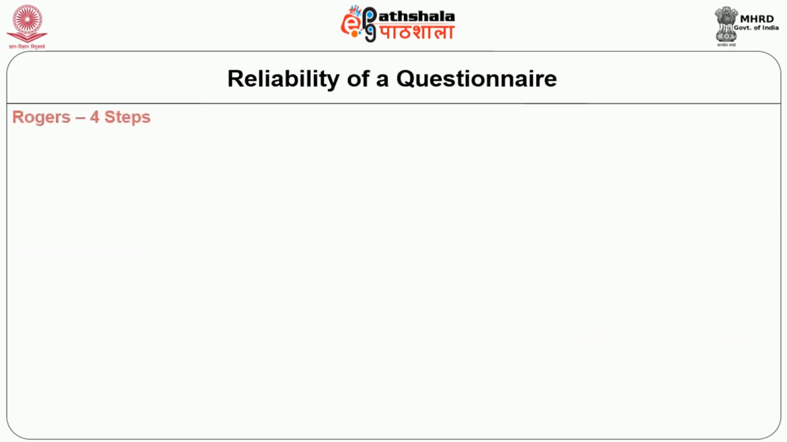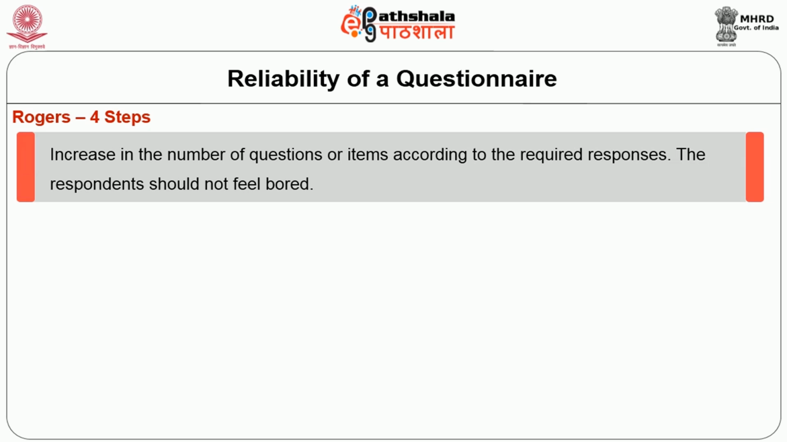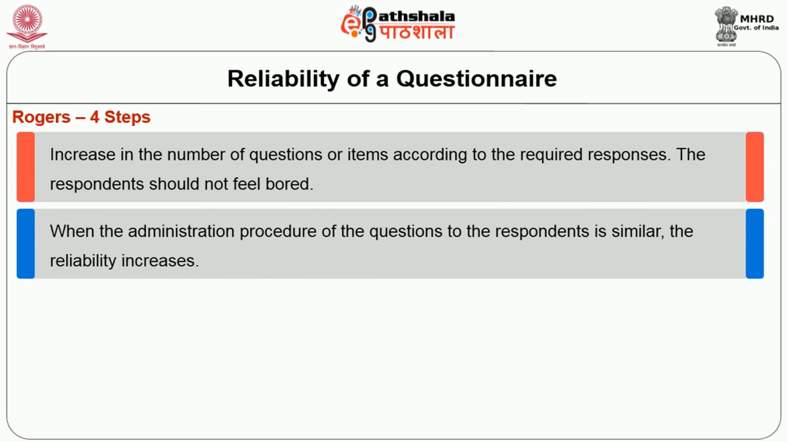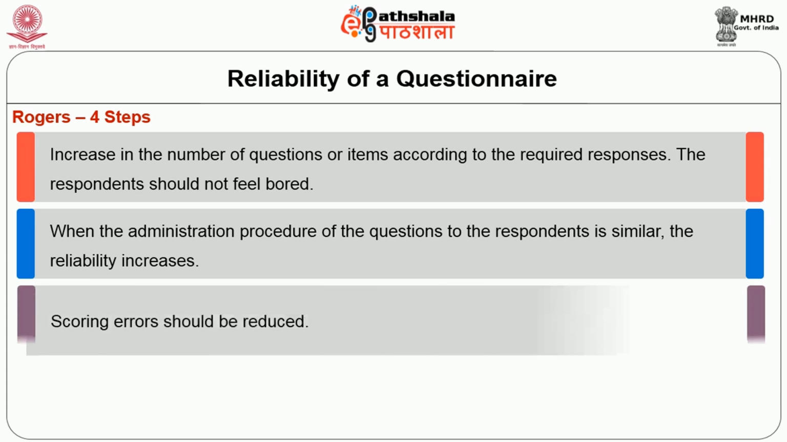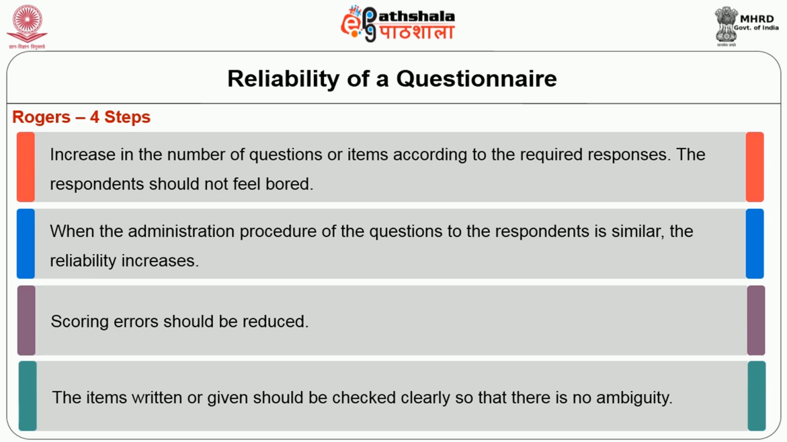According to Roger, there are 4 steps to increase the reliability. Increase the number of questions or items according to the required response. The respondent should not feel bored. When the administration process of the question to the respondent is similar, the reliability increases. Scoring error should be reduced. The items written or given should be checked clearly so that there is no ambiguity.